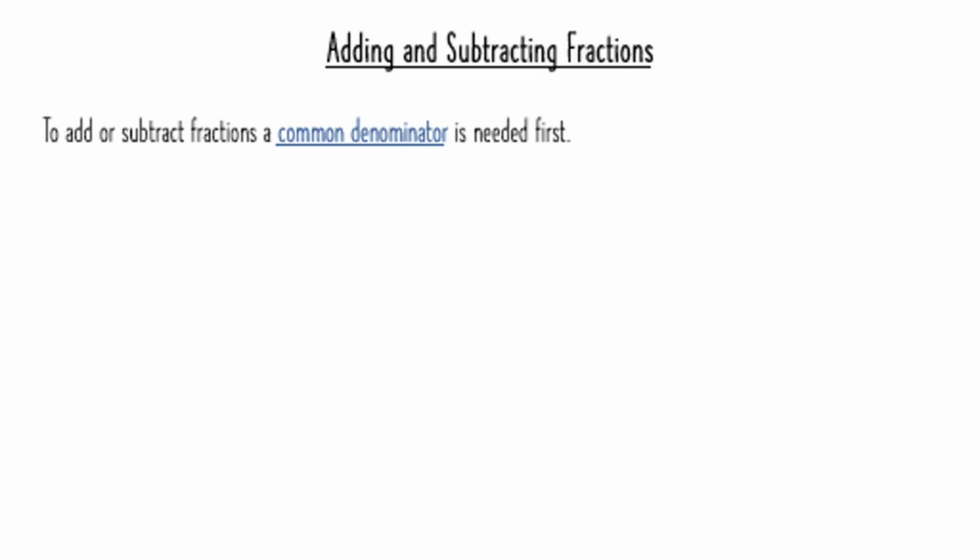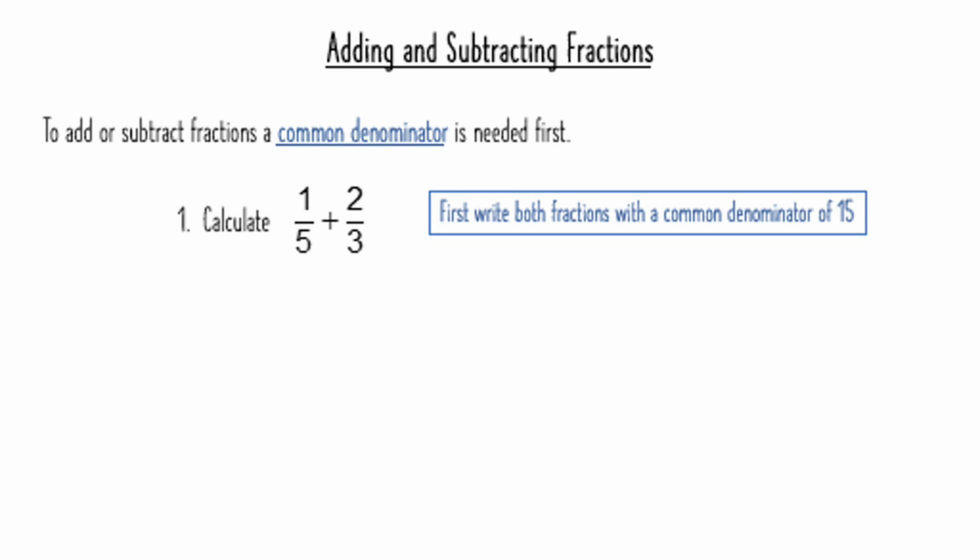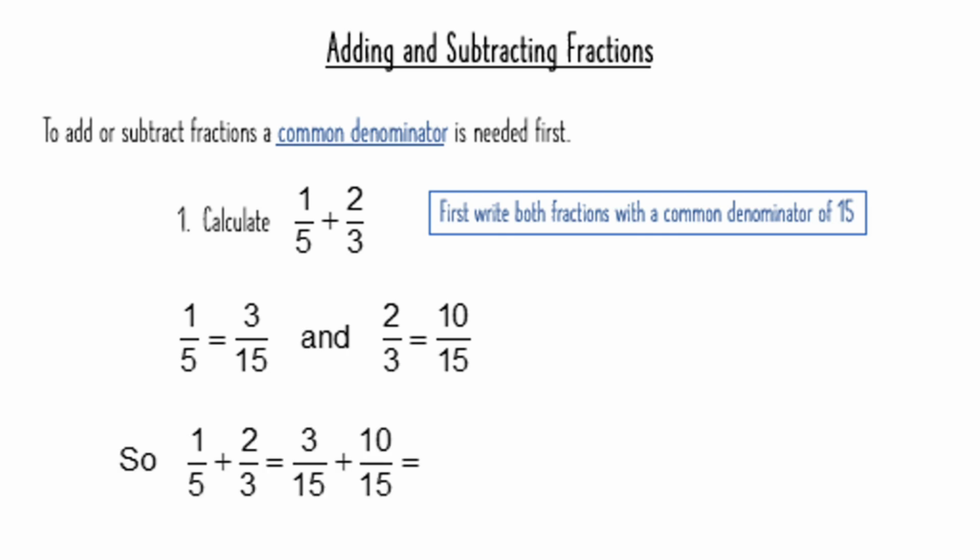In this next section, we will revise how to go about adding and subtracting fractions. When adding or subtracting fractions, they must have a common denominator. Let's look at the example 1 over 5 plus 2 over 3. We need a common denominator, which here is 15. Converting each fraction gives us 3 over 15 and 10 over 15. Adding these together results in 13 over 15. This example shows the importance of finding a common denominator to perform addition or subtraction of fractions correctly.